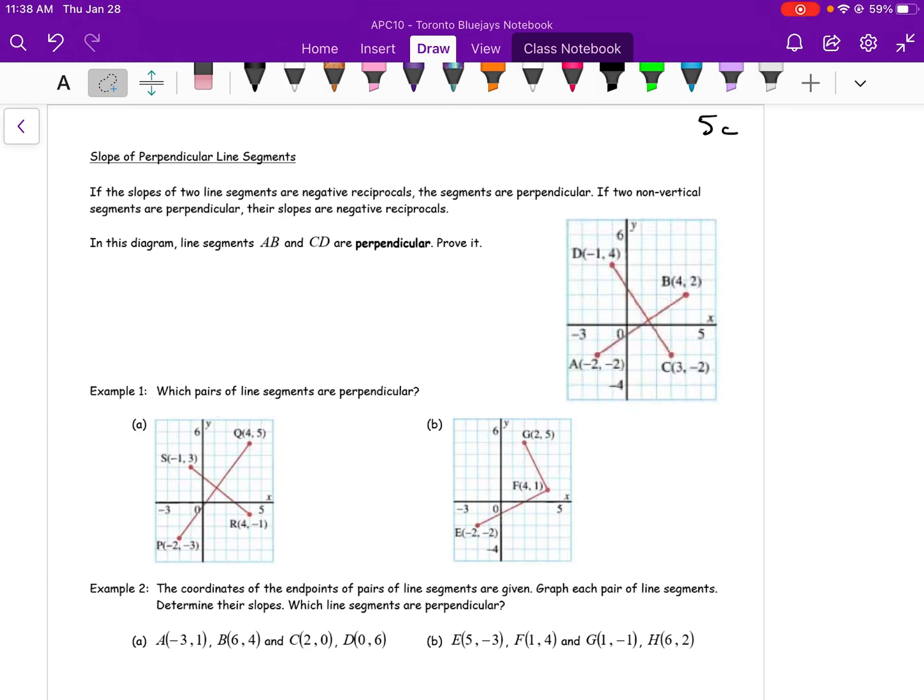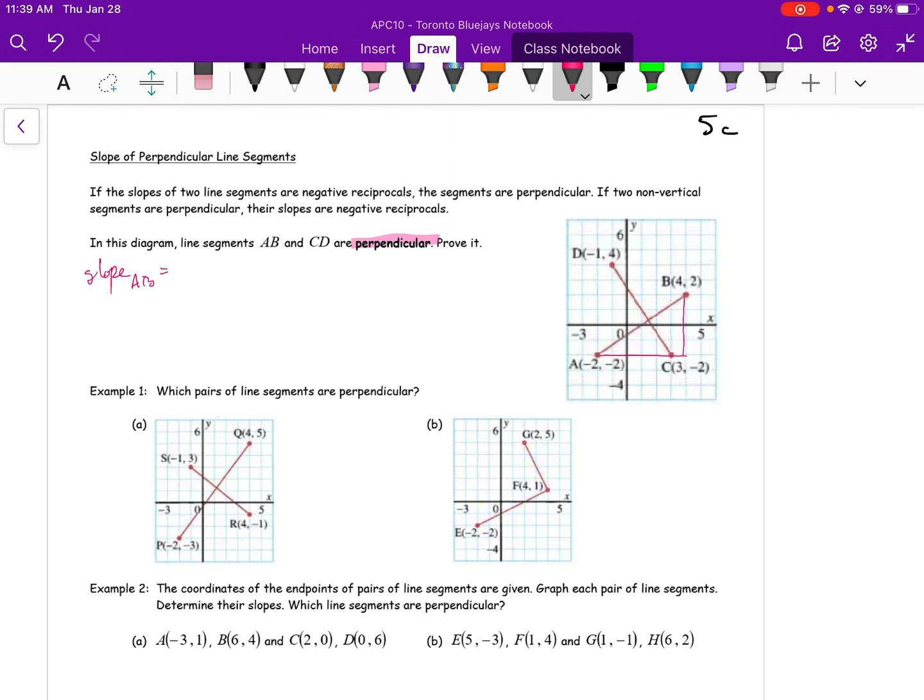So in this diagram, line segments AB and CD are perpendicular. We're going to prove it. What we do know is that we're going to take a look at the slope. Whenever we are asked about perpendicular, it's really about slopes. The slope of line segment AB, now I'm just going to make a triangle here.